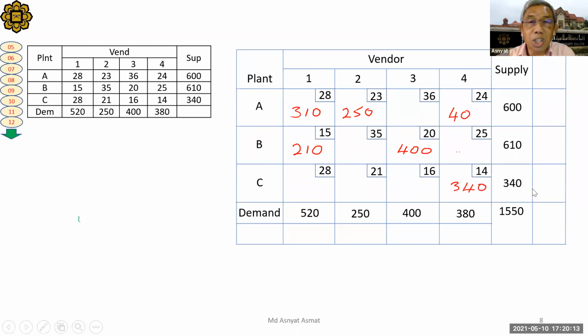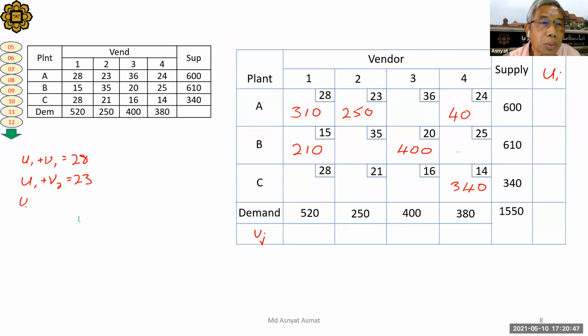Okay, we want to know whether this is optimal or not. What should we do? The same thing. We are going to find out Ui and Vj. Now on your own, can you do? U1 plus V1 equals 28. U1 plus V2 equals 23. U1 plus V4 equals 24.